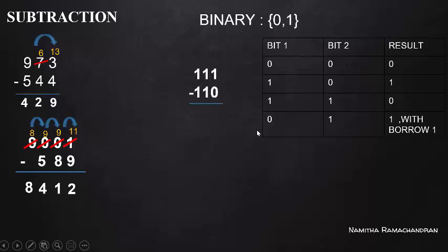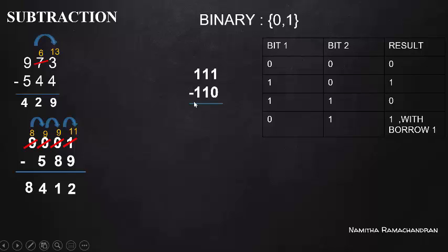Okay, but here, this is the only case which generates confusion, that is subtracting 1 from 0. 0 minus 1. In this case, we want to borrow from the neighbor. And the result is always 1. Okay, this will become clear with some examples.